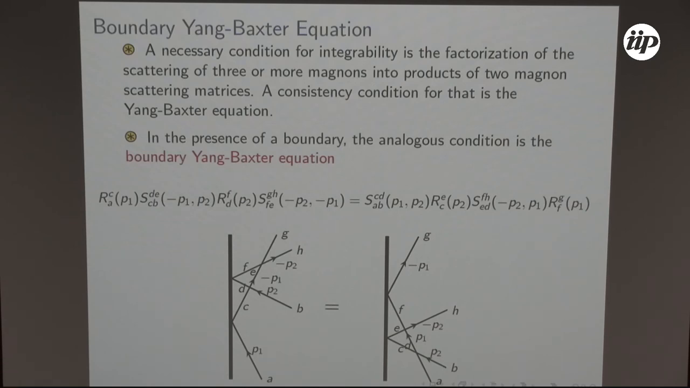And a consistency check for integrability to persist, once you impose these open boundary conditions, is that this boundary Yang-Baxter equation is satisfied. As I said, from the one magnon state and the two magnon states on the infinite line, the functions for the reflection matrix and the scattering matrix are fully fixed. So we have to take our scattering and reflection matrix and check if this equation is satisfied.